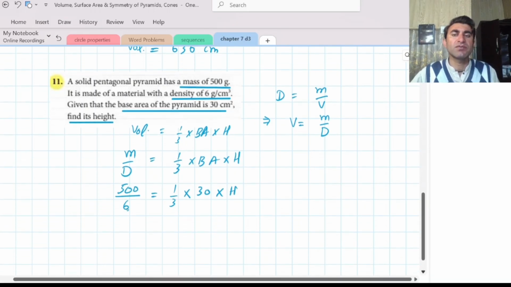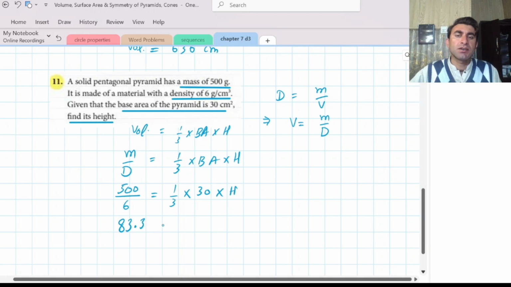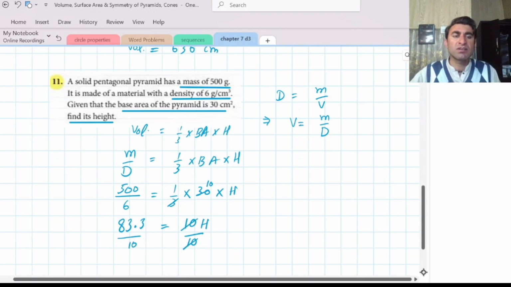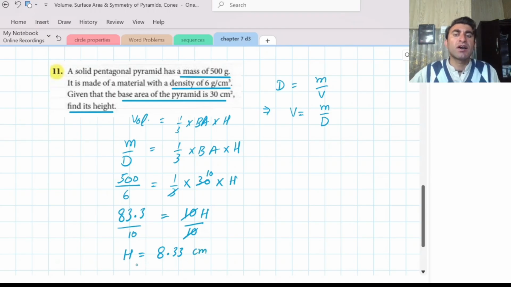Now as we see, 500 divided by 6 is 83.3 equals, when I cancel it out, it becomes 10h, and as we need the value of h, I can divide by 10 on both sides in order to cancel the 10 over here. So we are left with h equal to 8.33 centimeters. So that is the value of the height of that pentagonal pyramid.